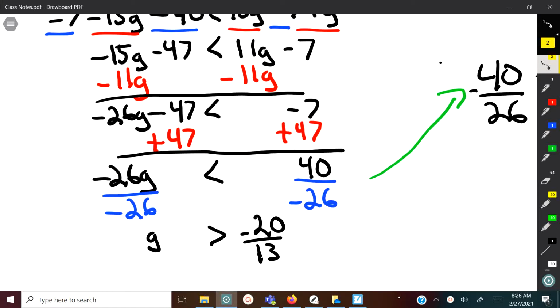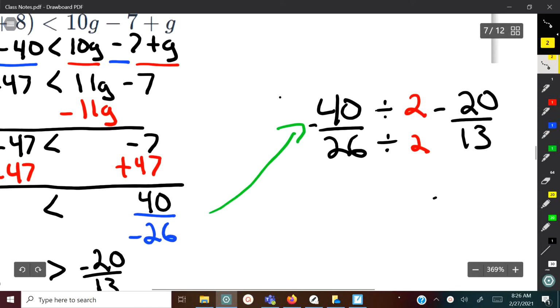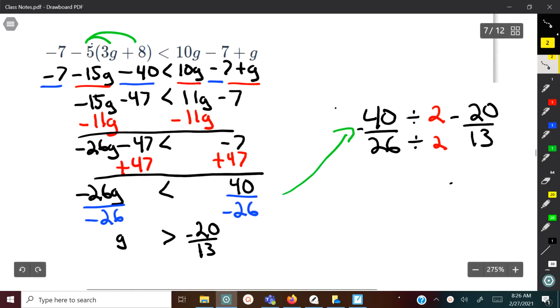Okay, now I'm going to divide by a negative, so that's going to make me swap my sign around. And I'm left with 40 over negative 26, which can be simplified. So now I came over here and showed you how I simplified it. The biggest number that can go into both 40 and 26 is 2. So you divide by 2 in the numerator and the denominator, and then you get negative 20 over 13. And that's it.